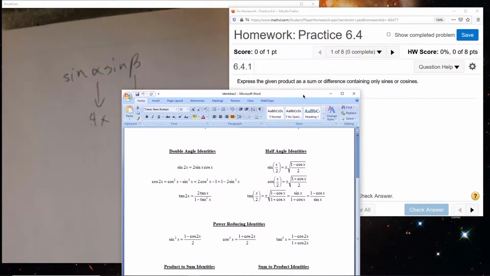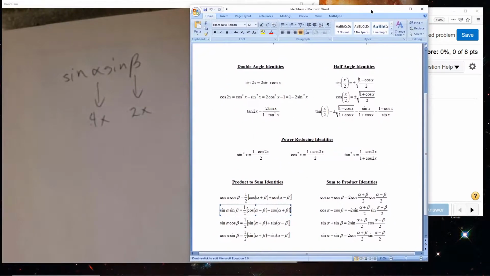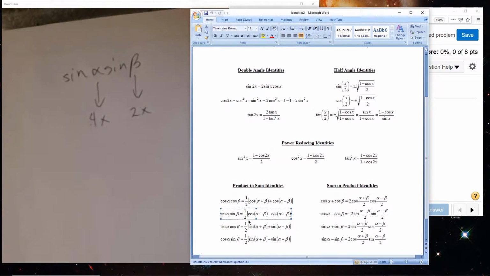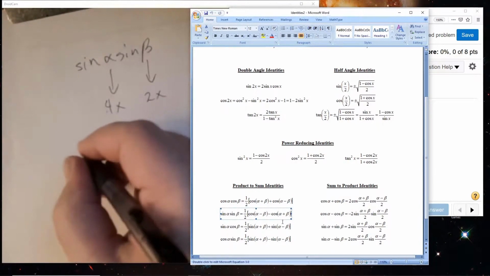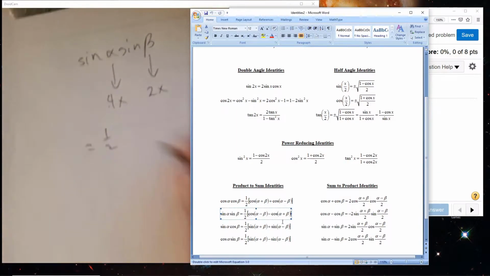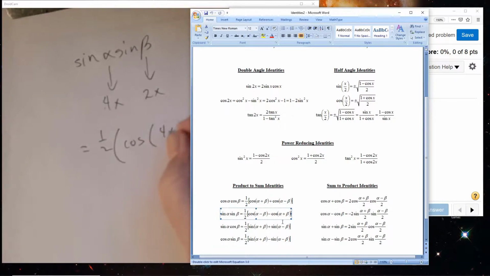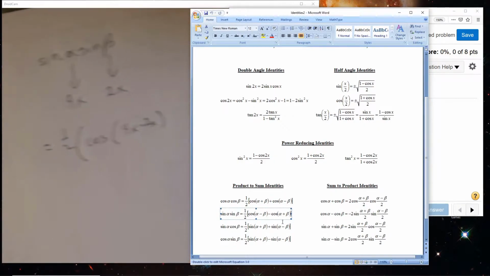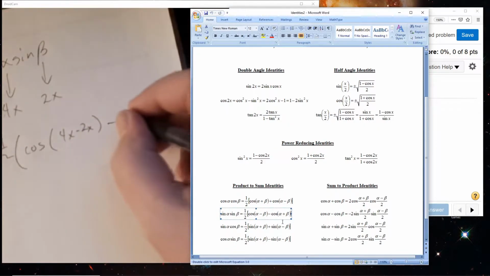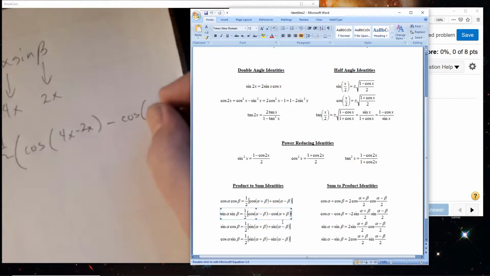And they want us to express this as a sum, plus or minus. So here it is. And so we will write this then as 1/2. We have cosine of alpha minus beta, minus cosine of alpha plus beta.